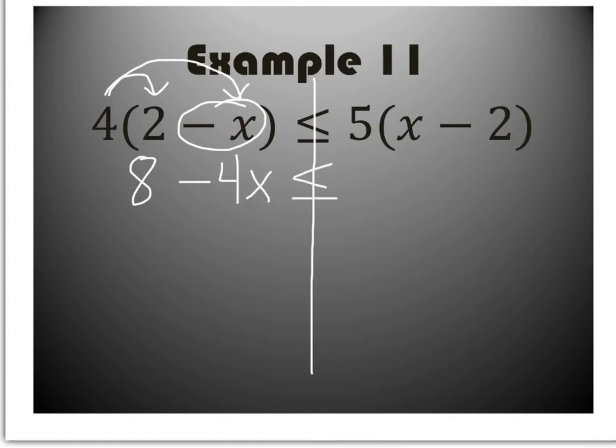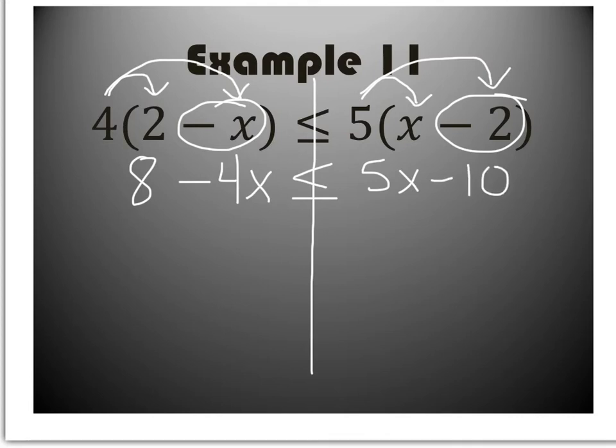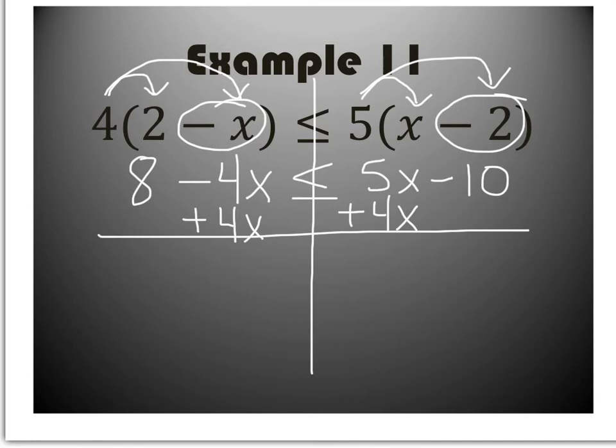Now on the right hand side, we look to see if there's any distributive property, and there is. So we say 5 times x is 5x, and then we say 5 times negative 2, which would give us negative 10. Now we have variable on both sides. So we have to get all the variables on one side of the equation. We can either move the negative 4x or we can move the positive 5x. I always choose to move the negatives. So I'm going to say plus 4x on both sides. And this is going to move our x's over to one side.